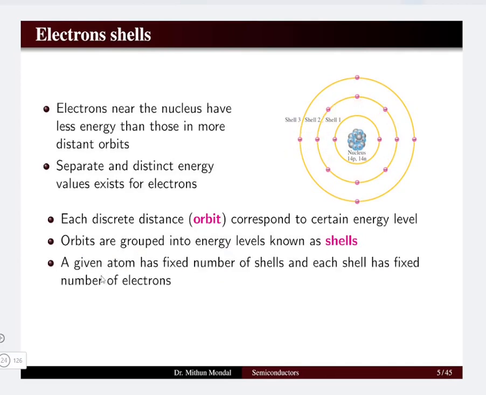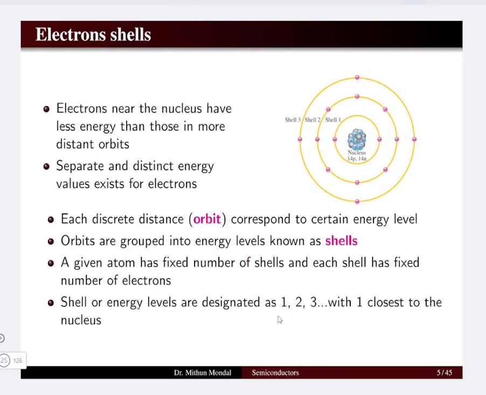A given atom has a fixed number of shells. So the number of shells in an atom is fixed, and each shell has a fixed number of electrons. So if we see here shell number 1, which is shown with 2 electrons, the number present in shell number 1 is fixed for a given atom. So this is for the silicon atom. So we can see that for shell number 1 there are 2 electrons. So any shell will have a definite number of electrons, and an atom will have a fixed number of shells. Shells will be designated as 1, 2 and 3.